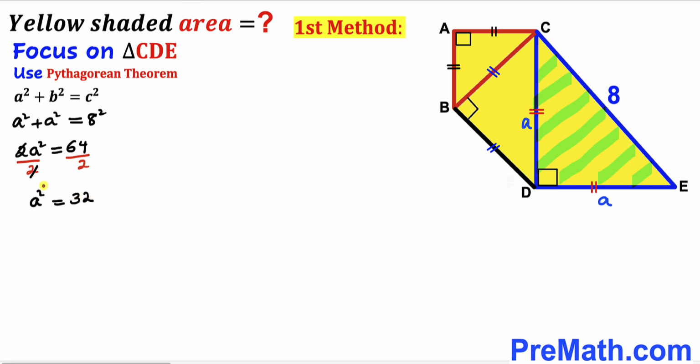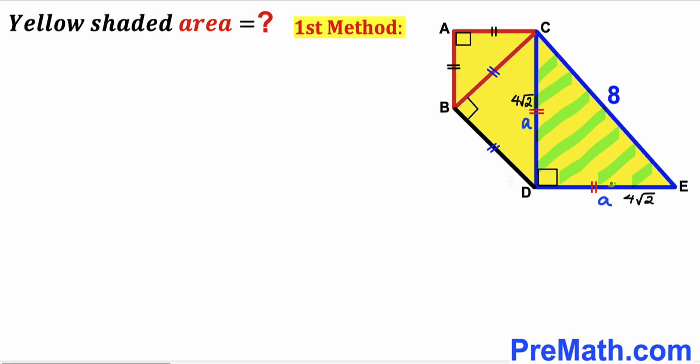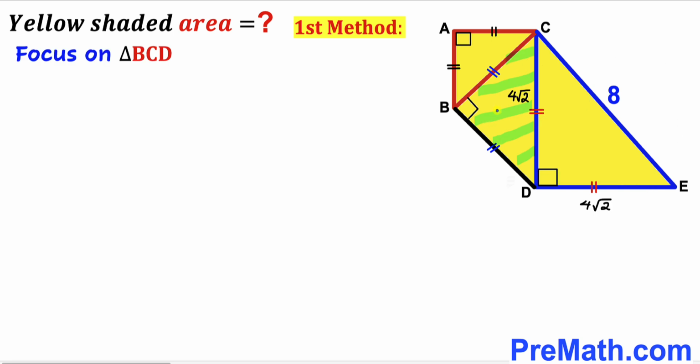Now I'm going to undo this square by taking the square root on both sides. Our lowercase a value turns out to be 4 times the square root of 2 units. So thus our lowercase a value is 4 times square root of 2, and likewise this side is 4 times square root of 2 as well. Now we are going to focus on this middle right triangle BCD, and we can see this is an isosceles triangle as well, since this side length equals this side length. So I'm going to label this side length as lowercase b and this side length lowercase b as well.